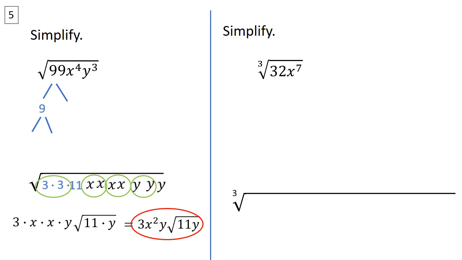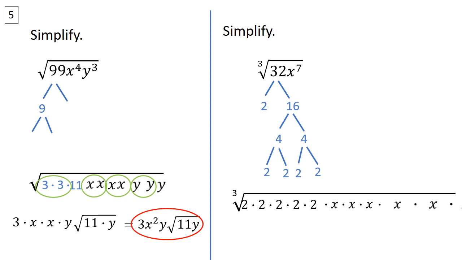Factoring down that 32, what multiplies to be 32? 2 and 16 is what I came up with. Maybe you went 4 and 8, but I went 2 and 16. 2 is prime, 16 is not. 16 is 4 times 4, and those 4s are each 2 times 2. So really that's just a whole bunch of 2's, 5 of them, to go with how many x's? Well, it's 7 x's.